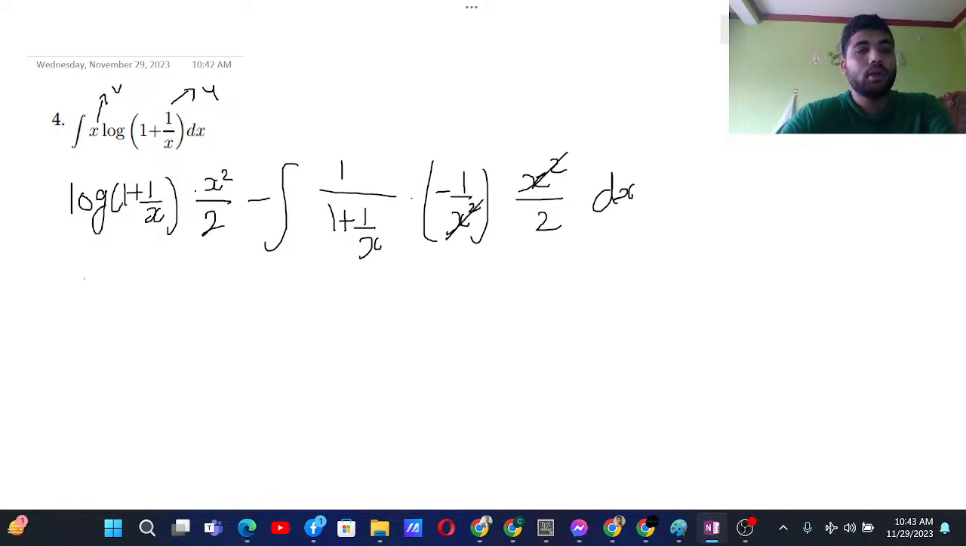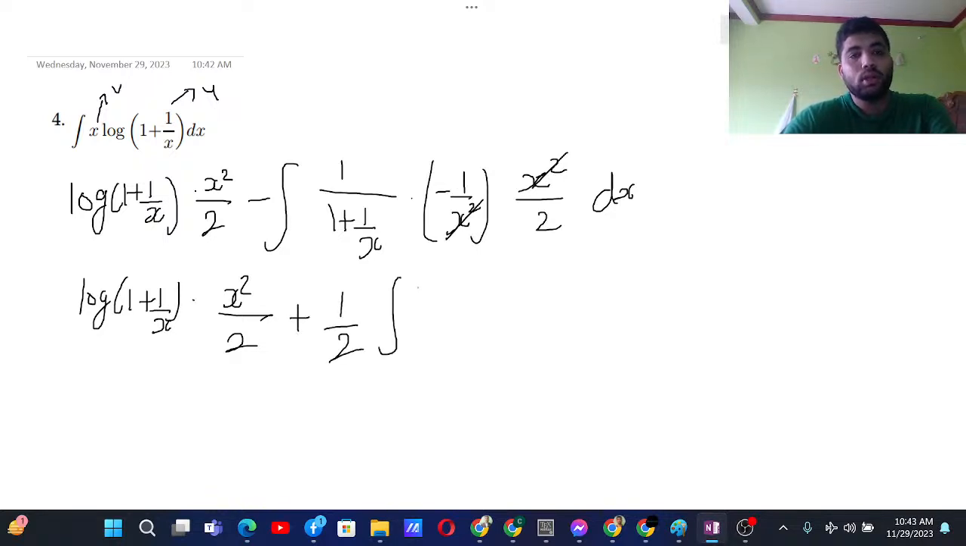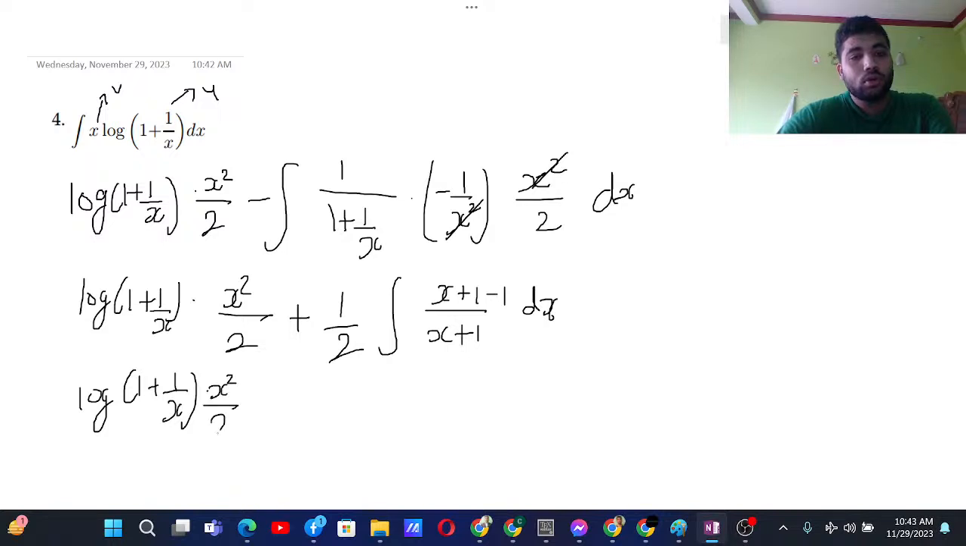And then we have log of 1 plus 1 by x, we have x square by 2 minus, and minus becomes plus, you can take 1 by 2 out, and then we have x by x plus 1. And of course now it's really easy to integrate this part. We can just add plus 1 and minus 1. And then we have log of 1 plus 1 by x, x square by 2 plus 1 by 2.